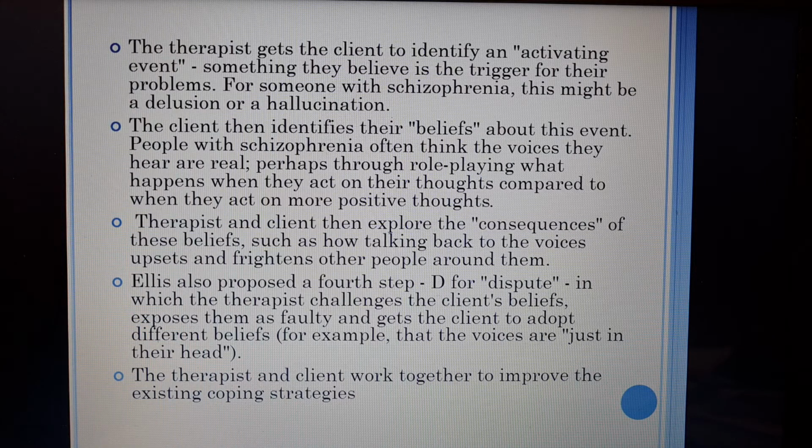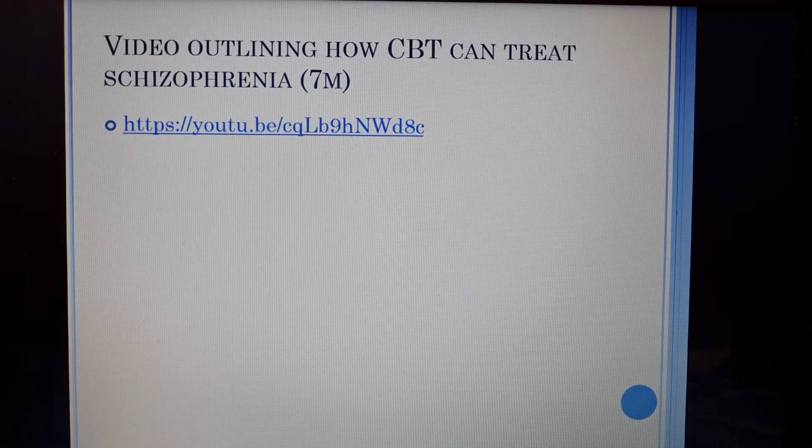Ellis, another researcher in this field, also proposed a fourth step, which is dispute. In this stage, the therapist challenges the client's beliefs and really tries to make them realise that their thoughts are faulty, and they try to change the client's negative thoughts. So really, during this whole process, the therapist and the client are continuously working together to improve any strategies and coping mechanisms which they have. Here is a link to a short video on cognitive therapy and how it can be used specifically for schizophrenia, so check that out.